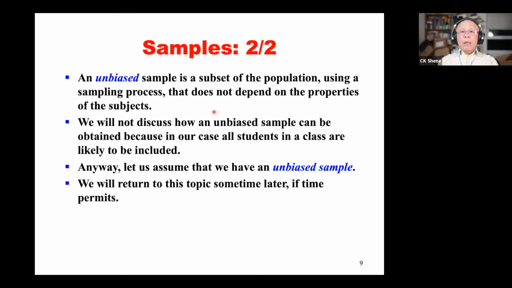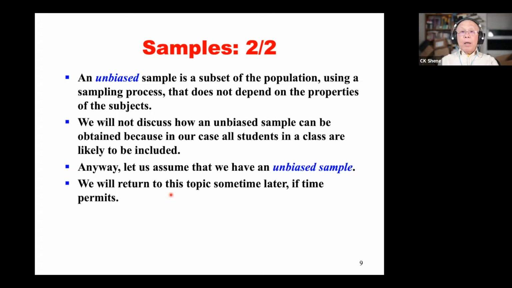So basically, a random sample is a commonly used way. We will not discuss how an unbiased sample can be obtained because in our case, all students in a class are likely to be included. That is, sample is equal to the population. Anyway, let's assume that we have an unbiased sample.